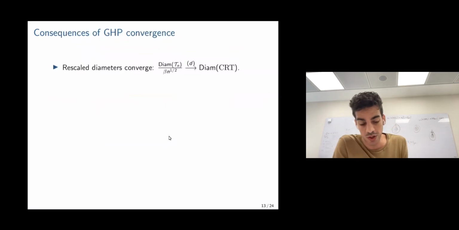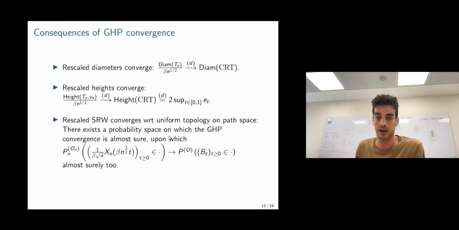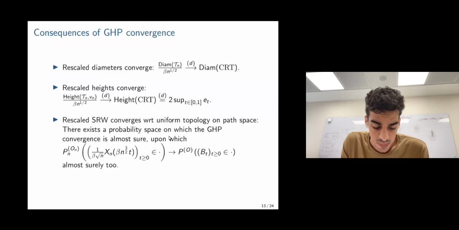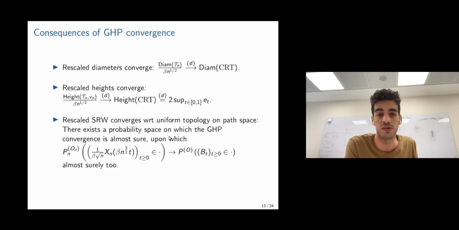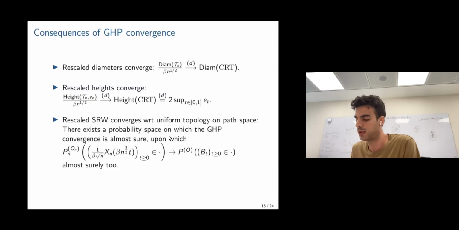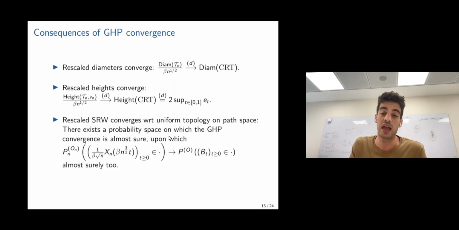So what are the consequences of the GHP convergence that we have? In our settings, we know that the rescaled diameters converge. We take the sequence of USTs, scale it with beta square root n, and these random variables converge in distribution to the diameter of the CRT, which we gave its distribution earlier in this talk.